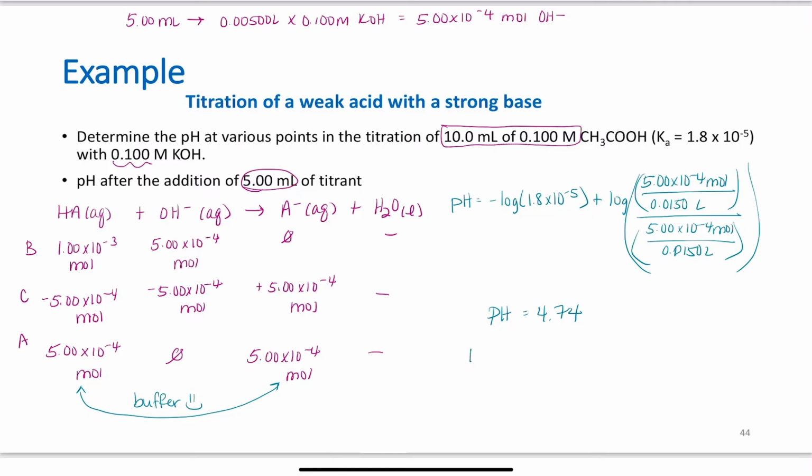This is called your half equivalence point. At that point, pH equals pKa, and the number of moles of acid equal the number of moles of base. Basically, you've added enough titrant at this point to react or neutralize half of the acid, and half of that conjugate base has now been produced.